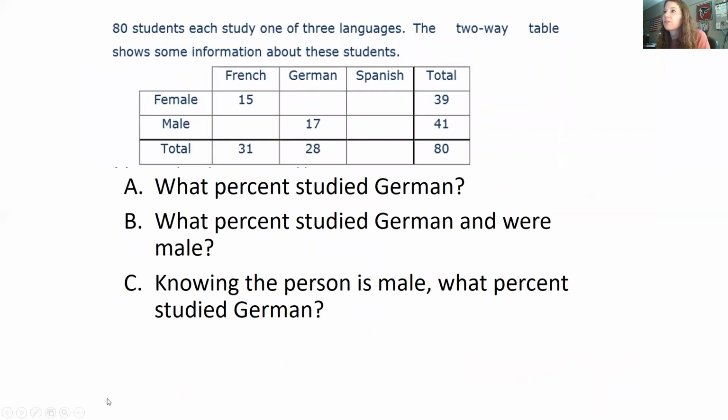I want you guys to try those on your own. But first, let's look at these. So our total number of students was 80. And so 39 and 41 is 80. 31, 28, and what is 80?